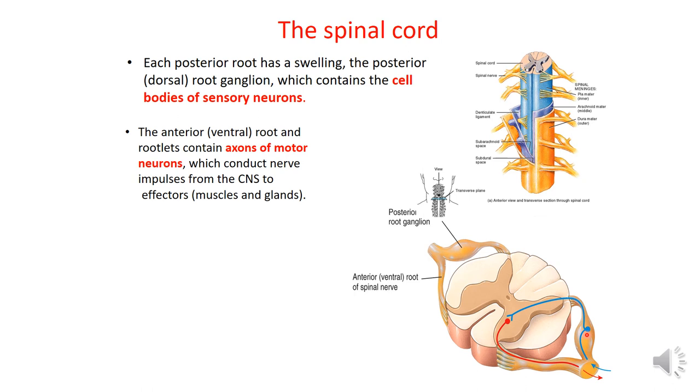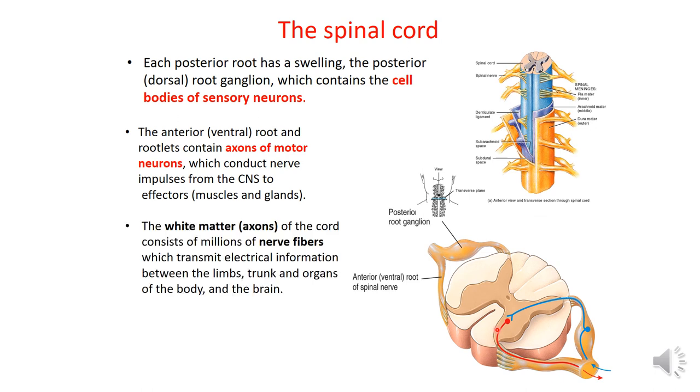That contains the cell bodies of the sensory neurons. So each posterior root has a swelling, the posterior root ganglion, which contains the cell bodies of the sensory neurons. The anterior root and the rootlets contain axons of motor neurons. From the anterior root, we have the axons of the motor neurons, and the anterior horn contains their cell bodies. So the cell bodies of sensory neurons are located in the dorsal root ganglia. The cell bodies of the motor neurons are located in the anterior horn, or the ventral horn.